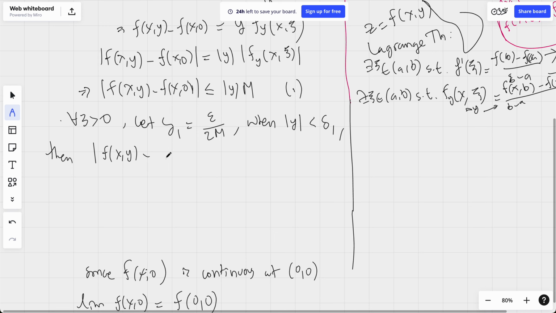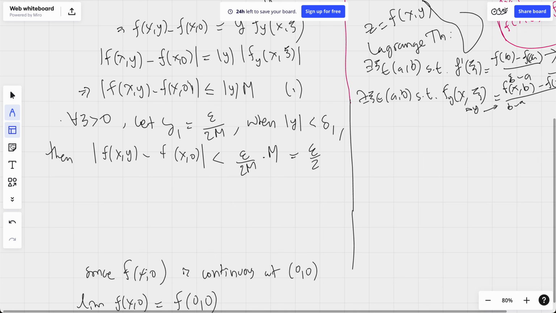So this is just something that we assume. It has to be smaller than, so here we just replace this with this, so it's gonna be smaller than this. And this one is just equal to epsilon over 2. So basically this whole thing is smaller than epsilon over 2.